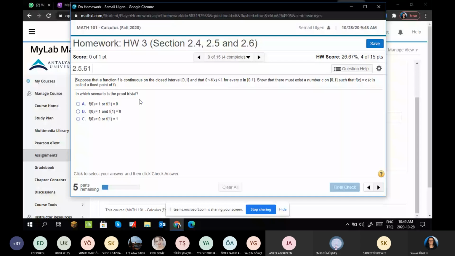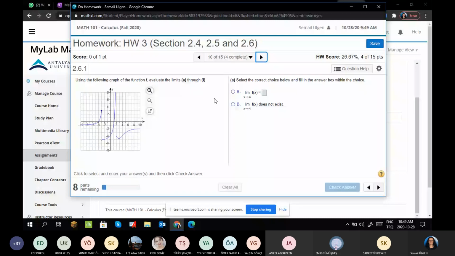Okay, so let's see. In which scenario is the proof trivial? You have to study the intermediate value theorem for this. So I'm going to skip that for a little bit because you have to study and understand that. I'm not going to give you the answers right away. So let's leave it at that. But this is actually the fixed point theorem, and in real life there's a theorem that is named with this name. I'm going to skip to another question that's going to be easier for you to understand.